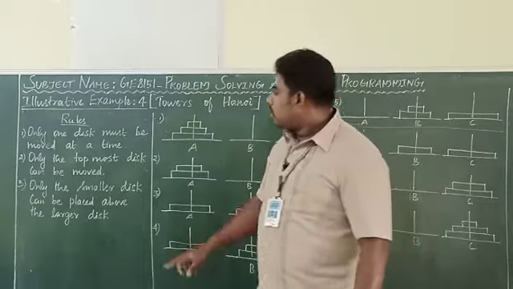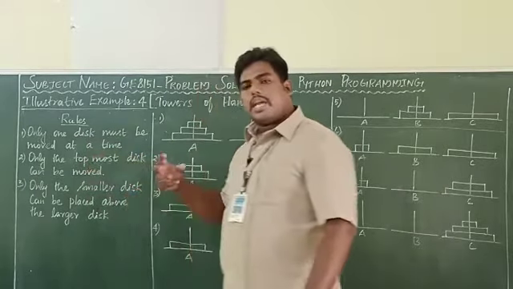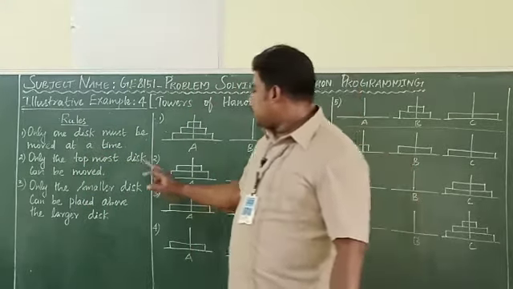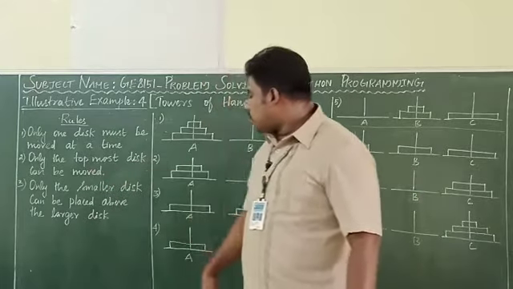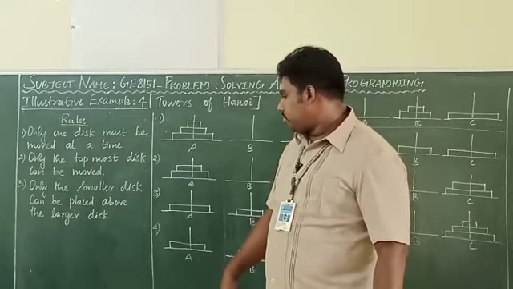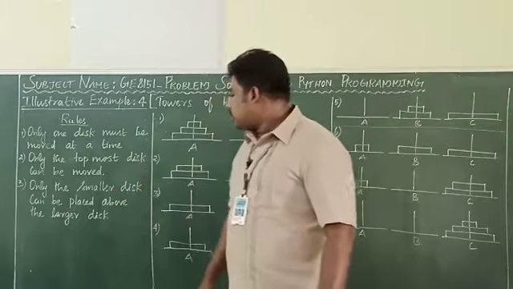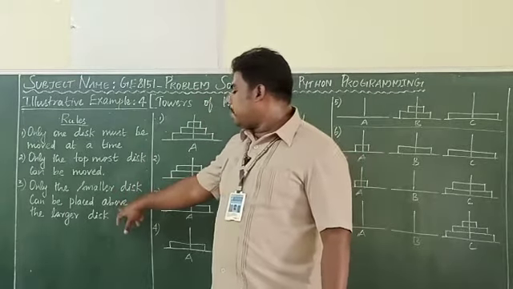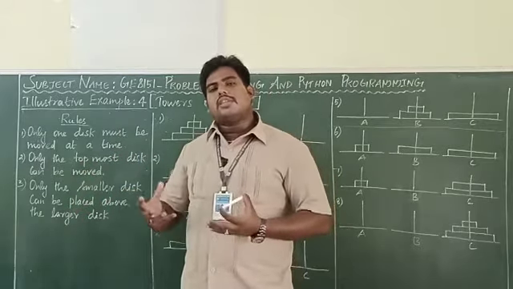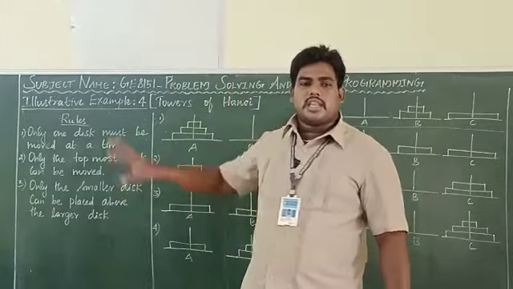What are the 3 rules? The first rule is only one disc must be moved at a time. We can take only one disc and move it at a time. The second thing is the topmost disc only can be moved. The third rule is the smaller disc should be placed above the larger disc. That means the larger disc should not be placed on top of the smaller disc. These are the 3 rules.